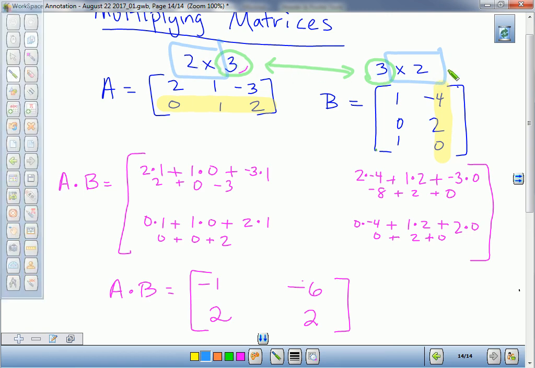Matrix A times matrix B is not equivalent to matrix B times matrix A. Okay? Alright. So we know that B times A is a 3 by 3.